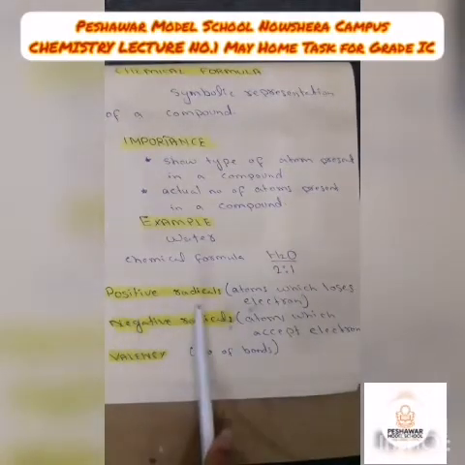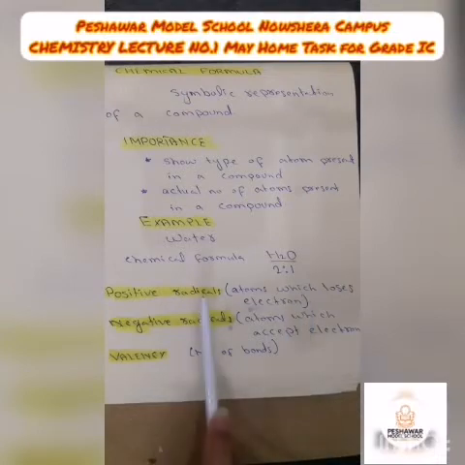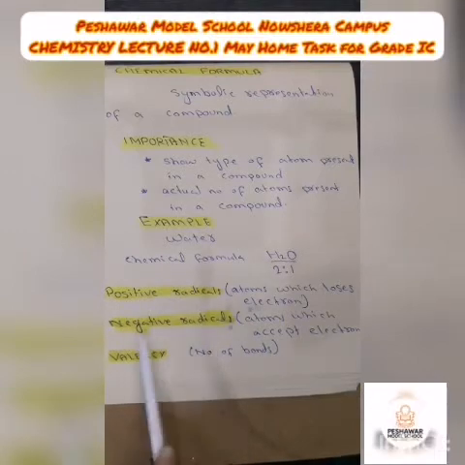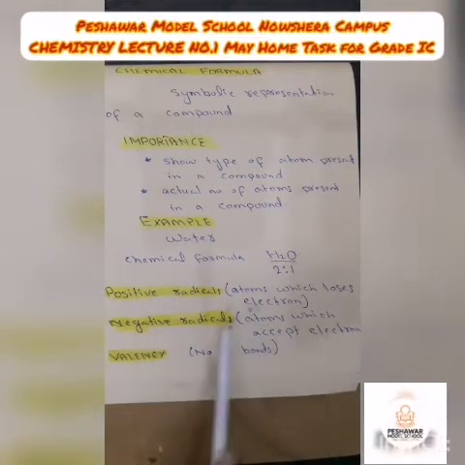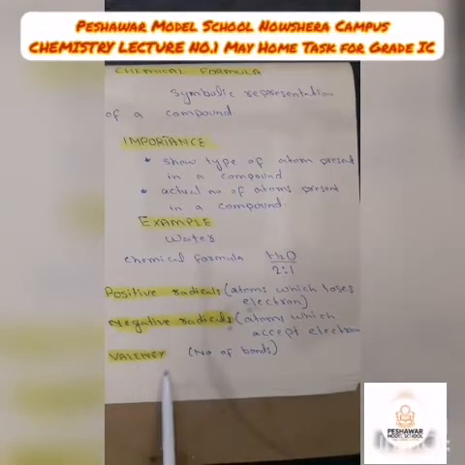Now what is meant by positive radical and negative radical? Positive radicals are those atoms which lose electrons, and a positive charge appears on them. Positive radicals are also called cations. Negative radicals are those atoms which accept electrons, acceptors of electrons, and a negative charge appears on them, and we also call them anions.